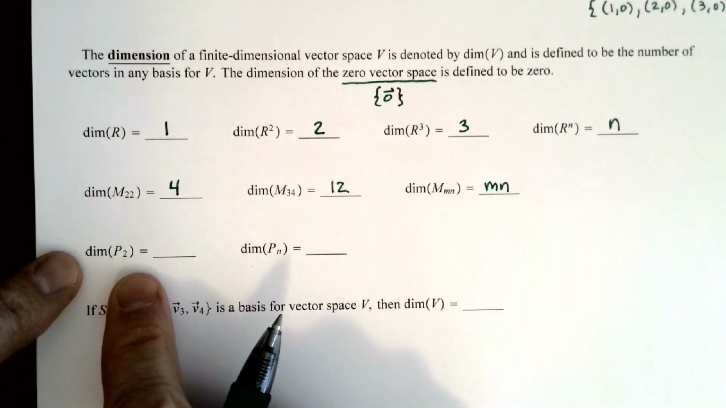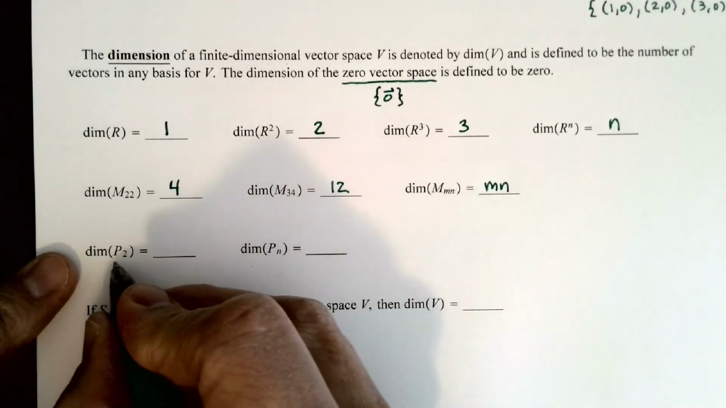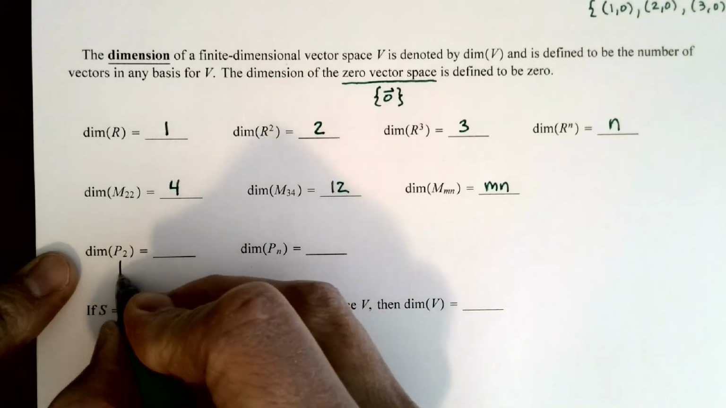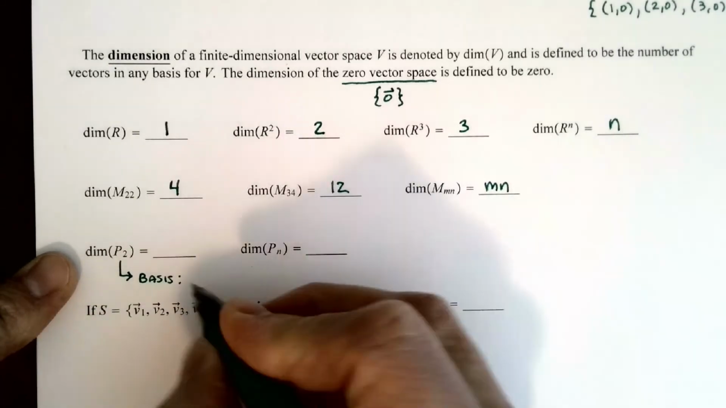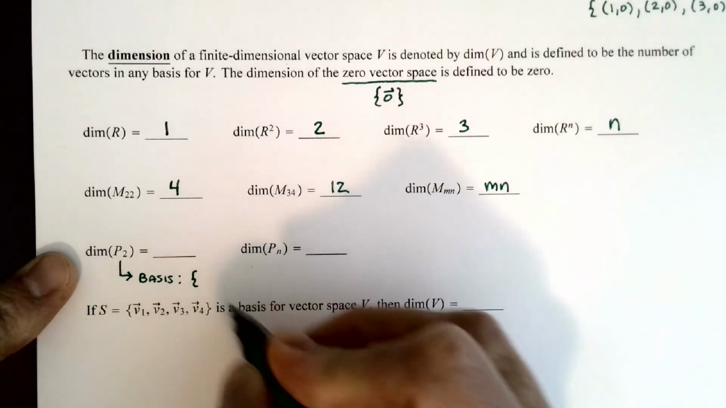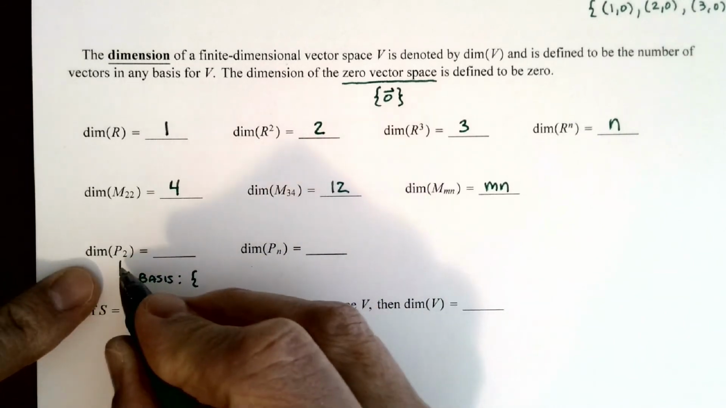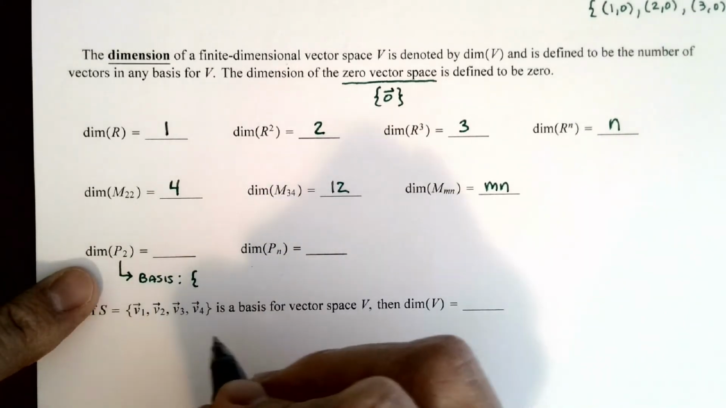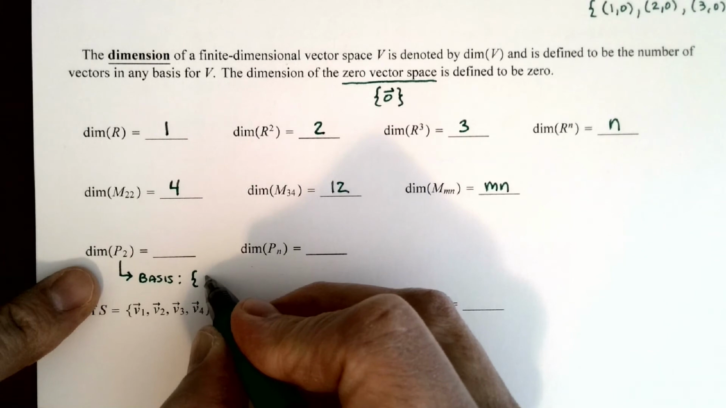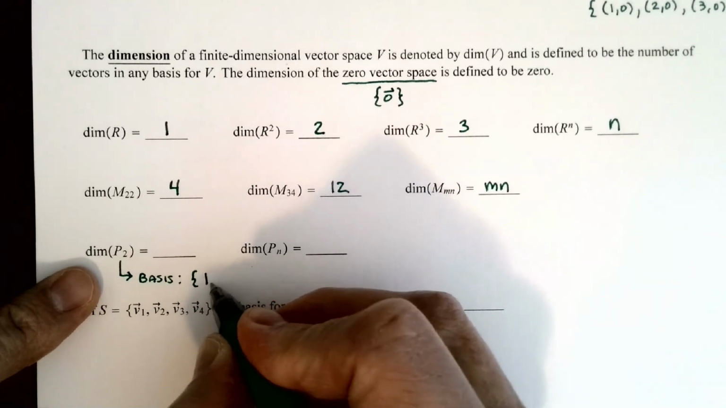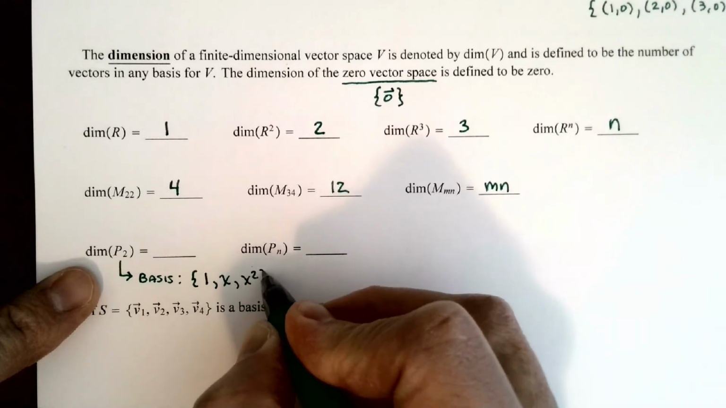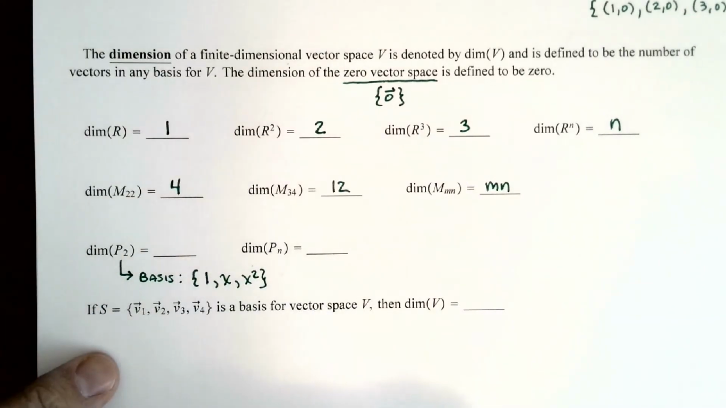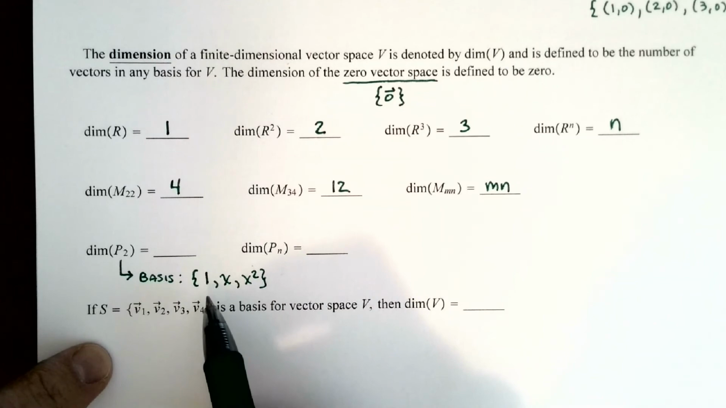What's the dimension of P sub 2? What is P sub 2? It's the set of all polynomials of degree 2 or less. Do you remember what a basis was for this? Go back and look at the video on basis. We talked about it. Here's a basis for P sub 2, the set of all polynomials of degree 2 or less. The basis is 1, x, x squared. These are 3 polynomials that form a basis.